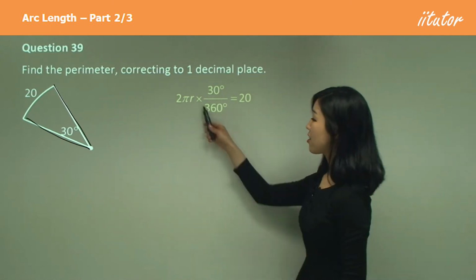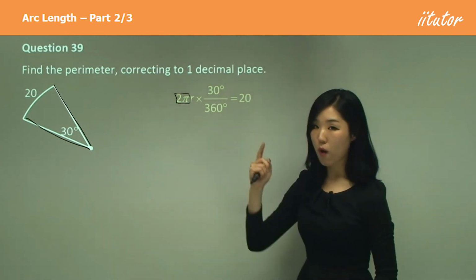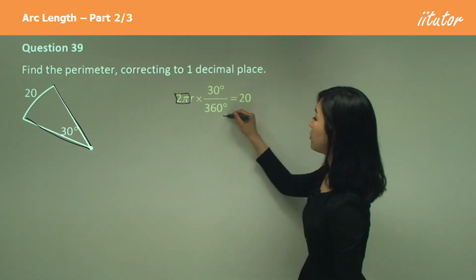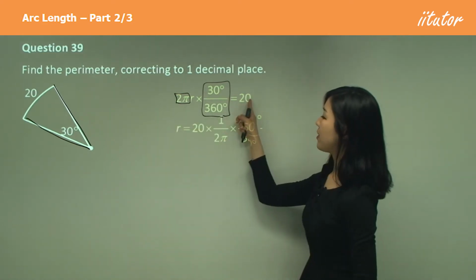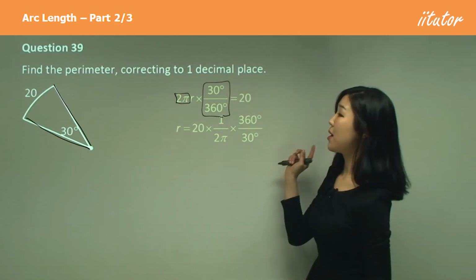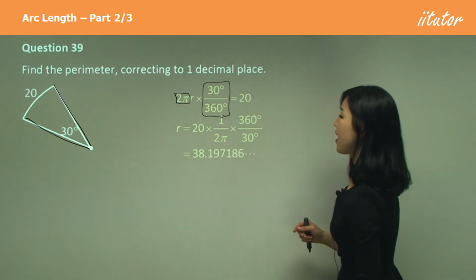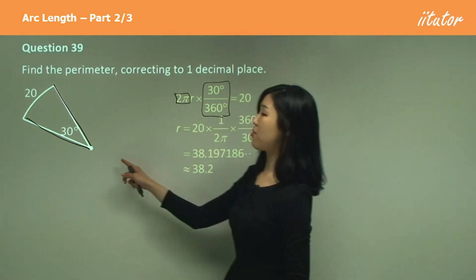So now calculate r. So you divide by 2 pi, or multiply by 1 on 2 pi, and also multiply by the reciprocal. So 20 times 1 on 2 pi times the reciprocal. Put that into your calculator to get that. To 1 decimal place, you get 38.2. So that's the length of the radiuses.